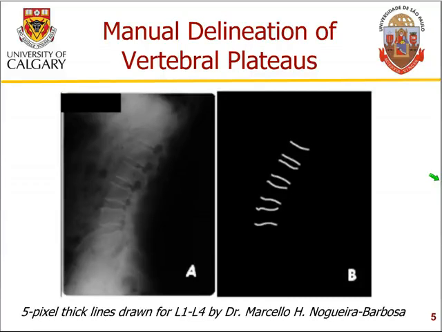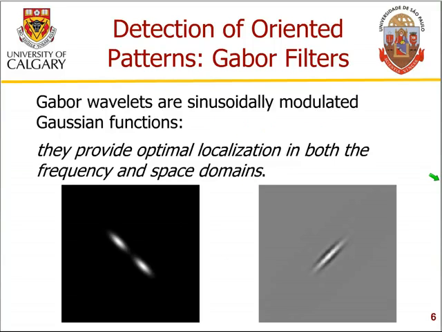So here are some examples. Here is an image of, I believe this is a normal case, where you see the lumbar part of the vertebral column, and the vertebral plateaus were marked in this manner by Dr. Marcelo Nogueira Barbosa, and the thickness of these lines is 5 pixels. And in the present study, the concentration is on L1 through L4 only.